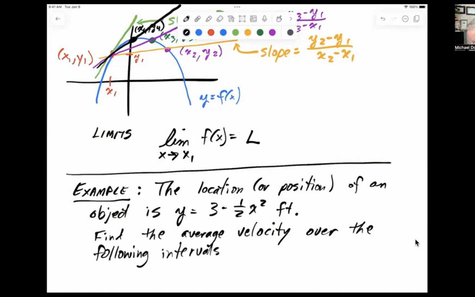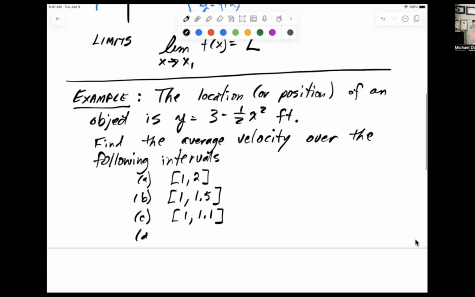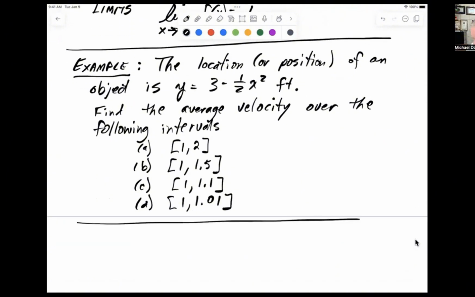Okay, I'm going to have some intervals here. We're going to have interval 1 to 2. We'll have the interval from 1 to 1.5. We'll have the interval from 1 to 1.1. And we'll have the interval from 1 to 1.01. Okay, before we answer this one, we need to talk about what I mean by average velocity.